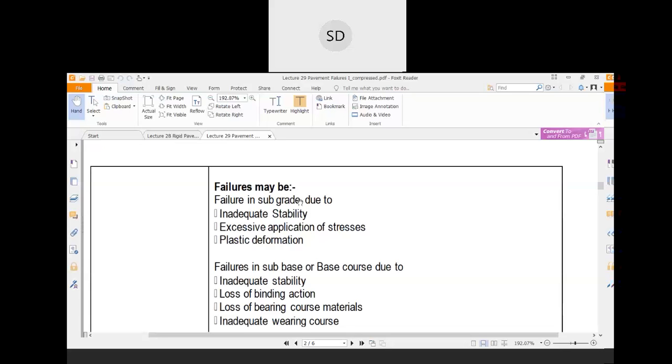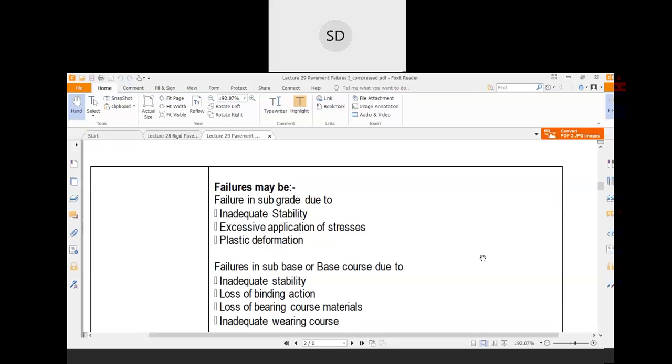Whatever load is applied to the pavement by the wheel load, if we consider only the load, that load may be minimal. But the repetitive application of the cyclic load becomes very impactful and causes pavement deformations. This failure of the pavement is mainly attributed to inadequate stability of the substrate and excessive application of stress, which happens due to overloading of the vehicles.